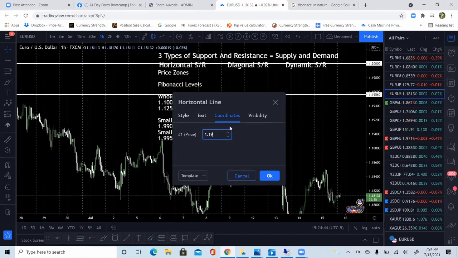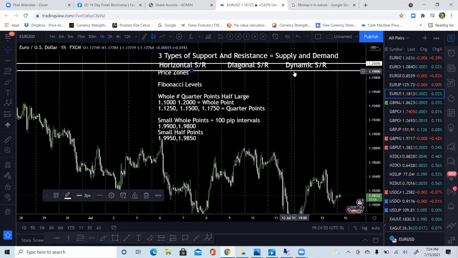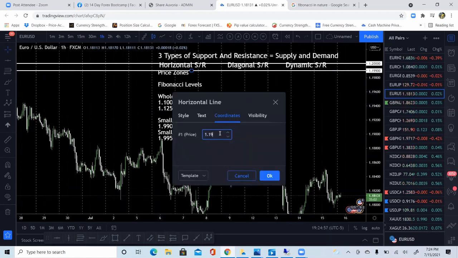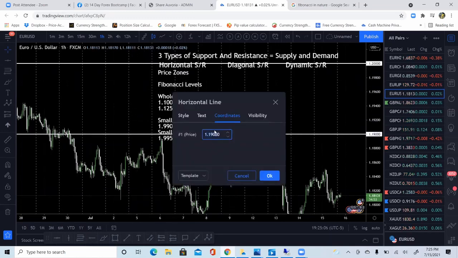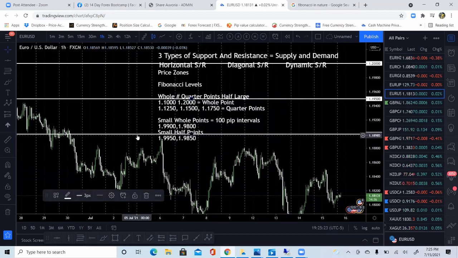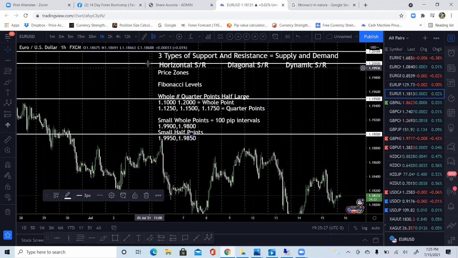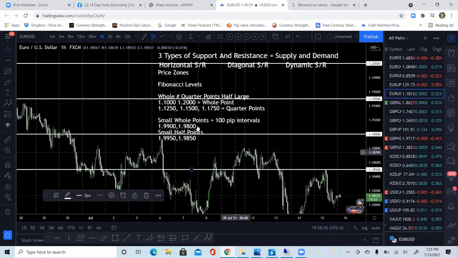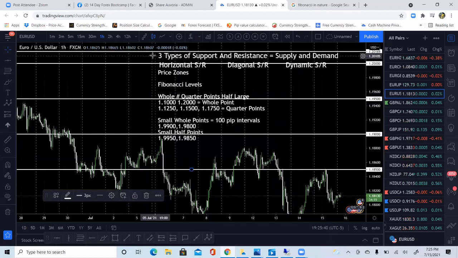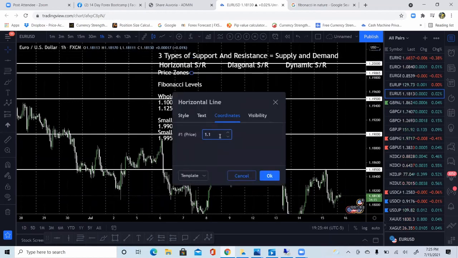So which one was I at? 1.1900. Nope, did that wrong. There we go. And then let's use another one. I'm going to do 2 more lines and I'm going to show you how significant these lines are. 1.1950. And 1.1850. And one more at 1.1800.